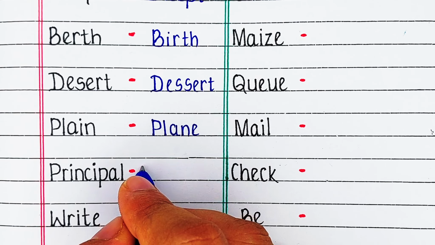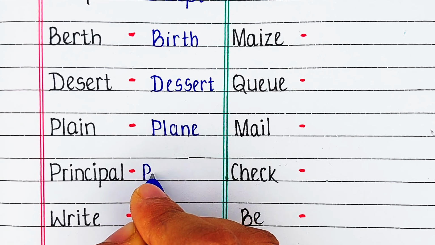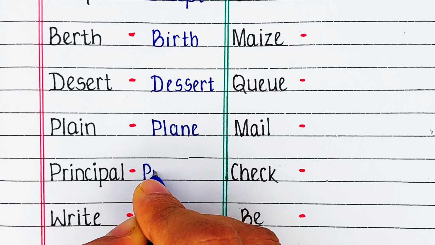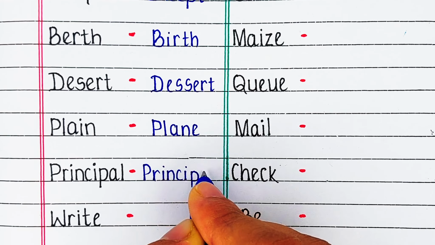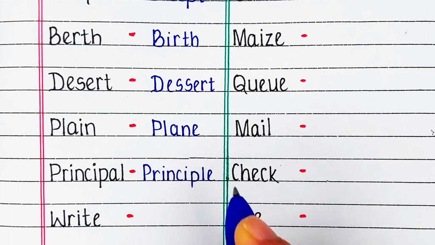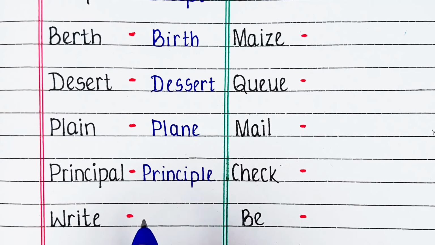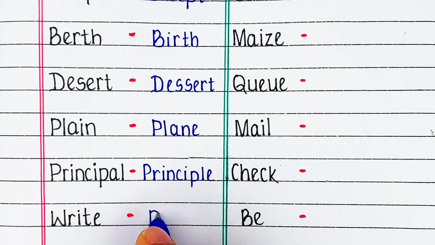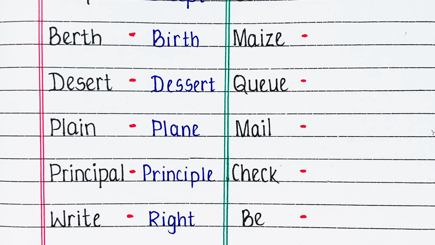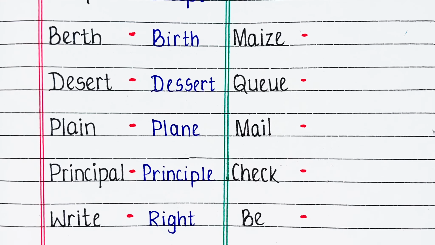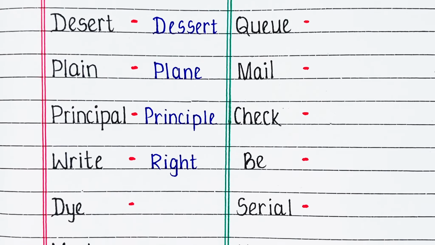Next confusing word, principal. PRINCIPAL means the head of the school, whereas PRINCIPLE means rules or guidance. Next confusing word, write. WRITE means forming letters or words physically, whereas RIGHT means correct or appropriate.